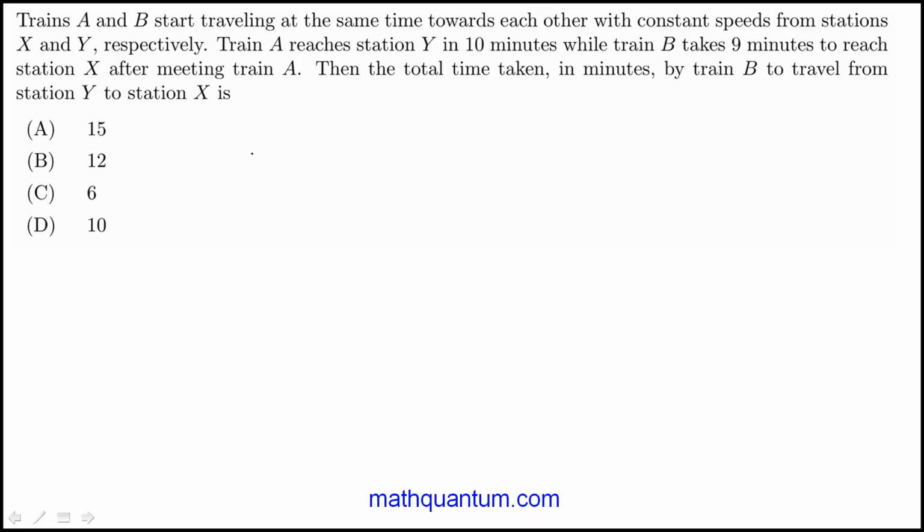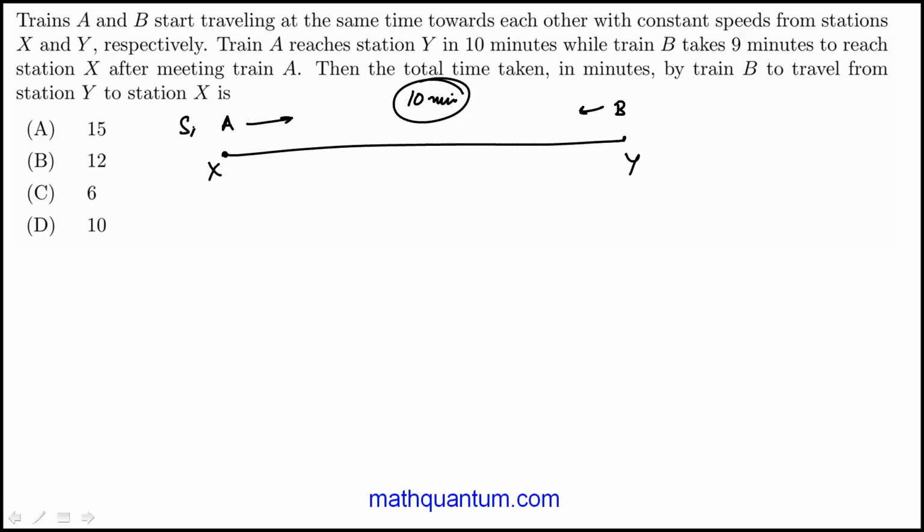So here we have these two stations X and Y, and I'll schematically draw out the situations. So A travels from X towards Y, B travels from Y to X, and at constant speed. So we're told train A reaches Y in 10 minutes. So I'll call the speed here as S sub A, and this is S sub B.